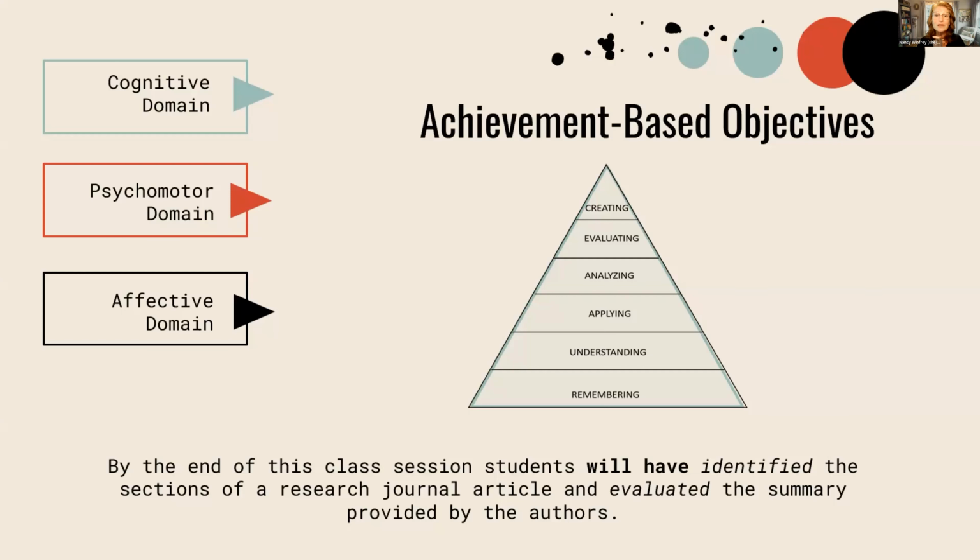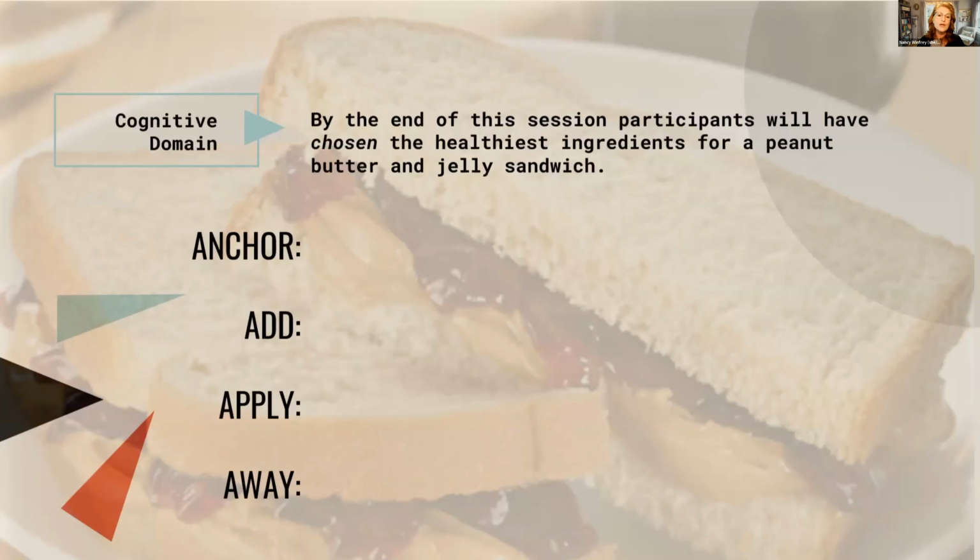Okay, so let's practice. Here is our learning objective from the cognitive domain. So we're talking about knowledge. By the end of this session, participants will have chosen the healthiest ingredients for a peanut butter and jelly sandwich. That's very common in the US. If that's not your childhood sandwich, just replace it in your imagination with a falafel sandwich or whatever you like. And of course, you would tailor this to your audience, right? So I'm going to just provide an example, and then we're going to do some work on it ourselves.